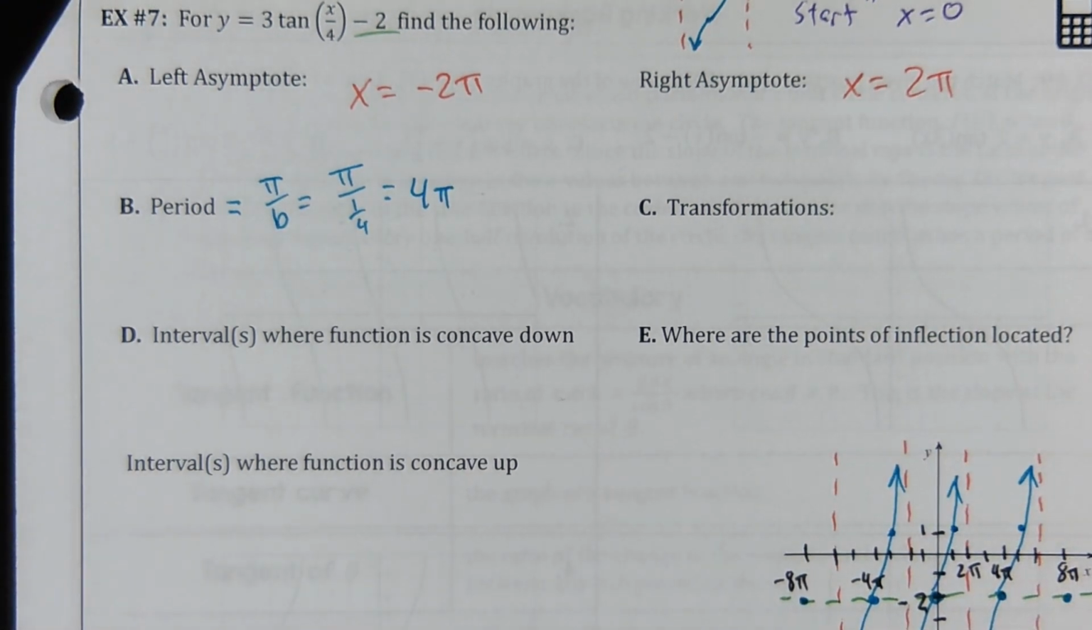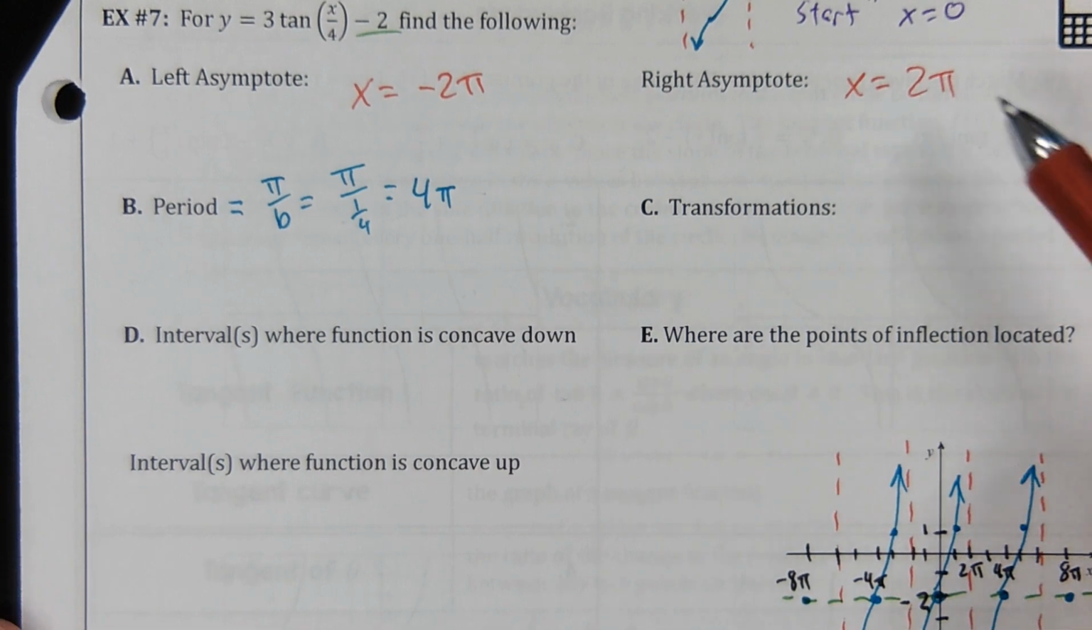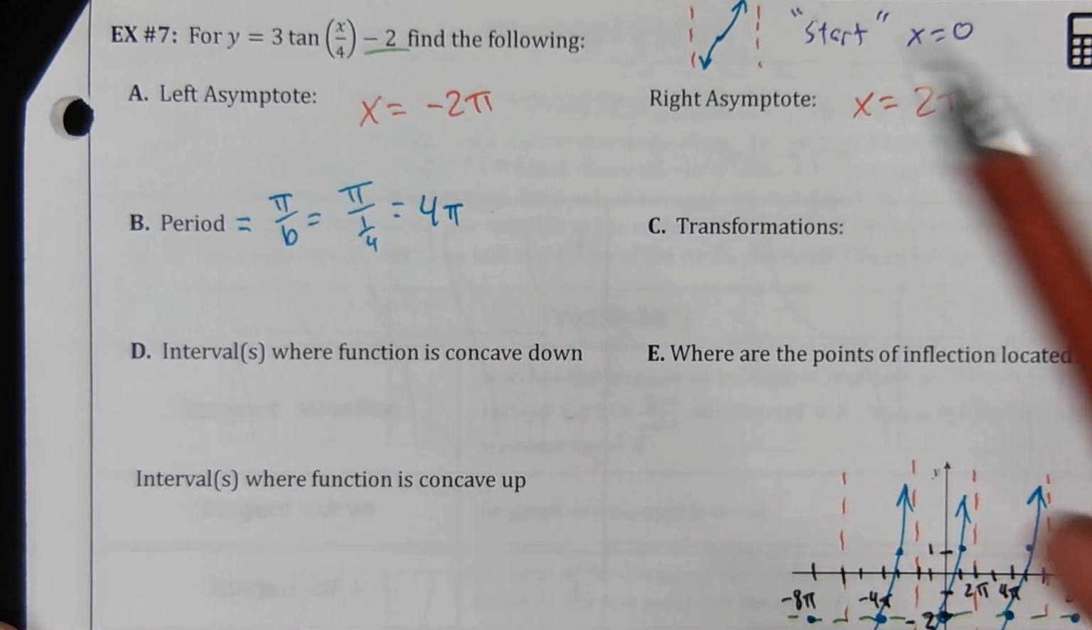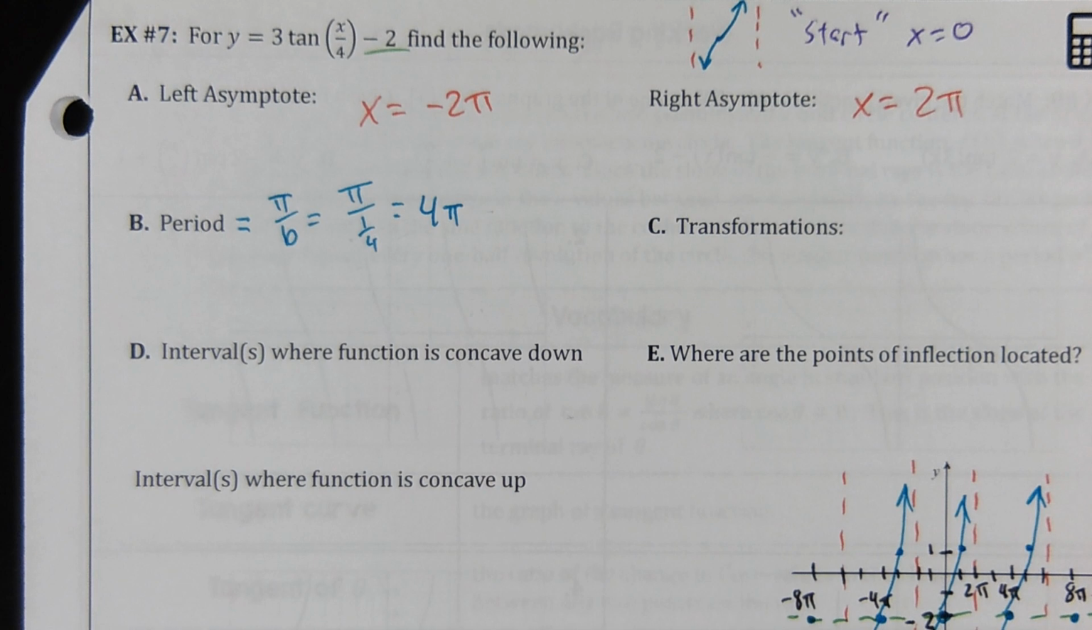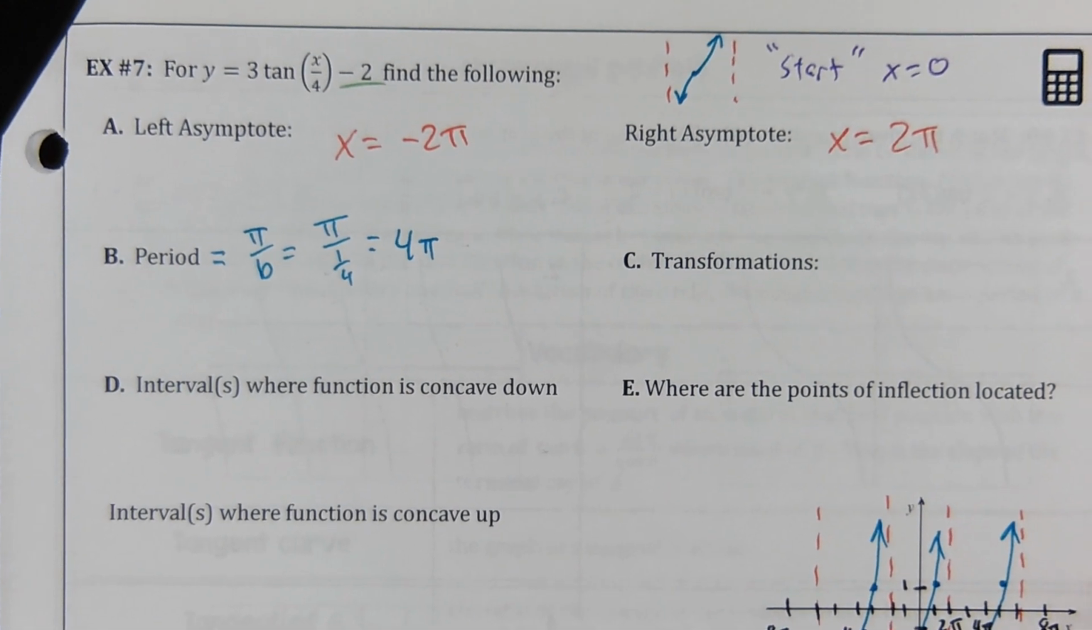But you know that the asymptotes are going to repeat themselves every full period. So we could have just said, where are the asymptotes? And we could have said that they are at 2 pi plus 4 pi n, because that would include the positive and negative versions of that. But that's not the way it's worded, so we'll just answer it that way. Transformations, well, that's good old unit 1 stuff.